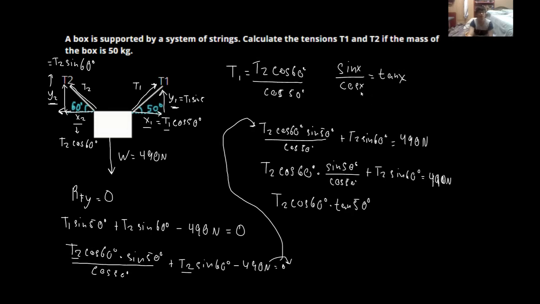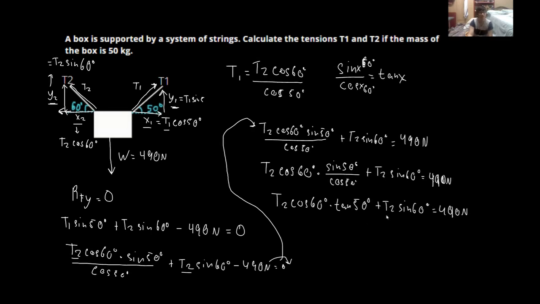Why can't we do this when the angles are different? For example, if this is 50 degrees and this is 60 degrees, it still won't work because the answer will never be the same. The angles must match. If this is 60, the sine must also be 60. Just like this one, if this is 50 degrees, the cosine must be 50 degrees to simplify into tangent. Okay, so T2 times sine 60 degrees is equals to 490 newtons.